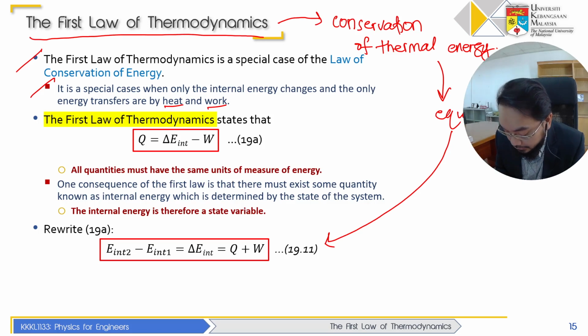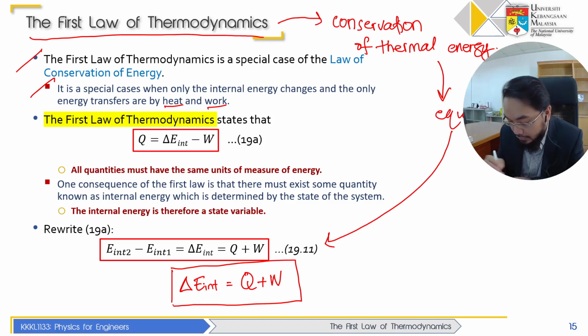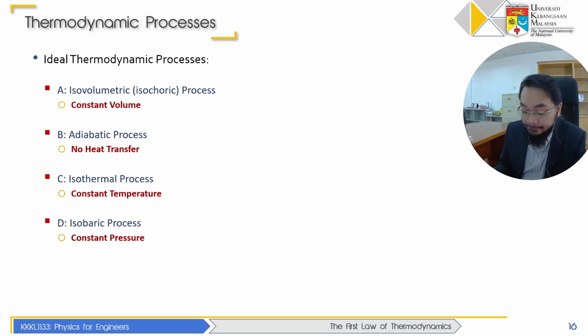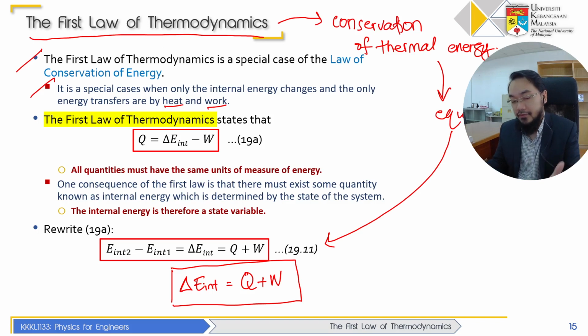Okay, so you can rewrite 19A as delta E int is equal to Q plus W. So just remember one form. If you remember this form, then by algebra, you can rearrange it and find the value of Q, W, or the change of internal energy delta E. So basically, the first law of thermodynamics can be described in just this one slide. It's the equation that describes the conservation of thermal energy inside a thermodynamic system.